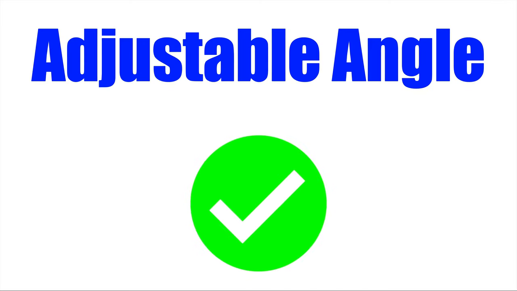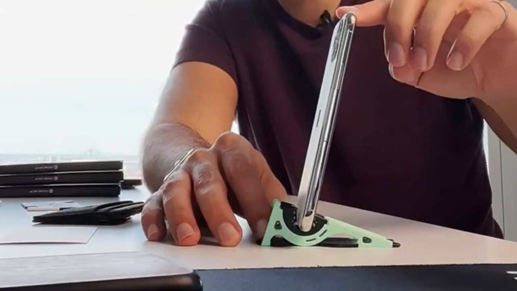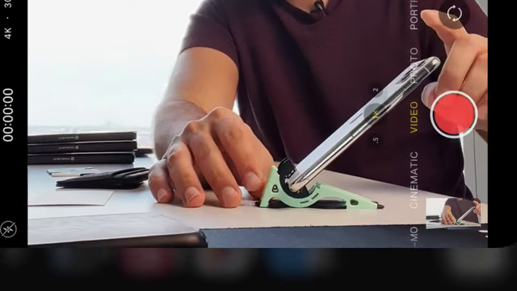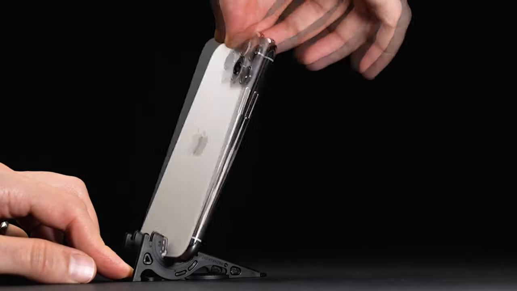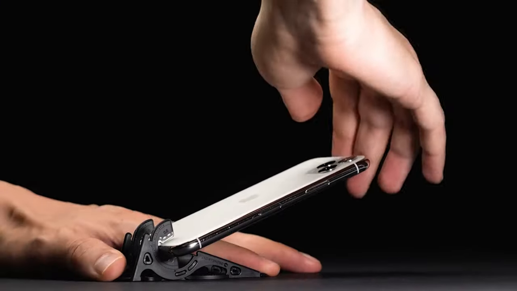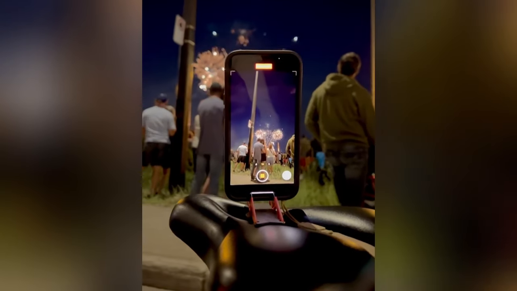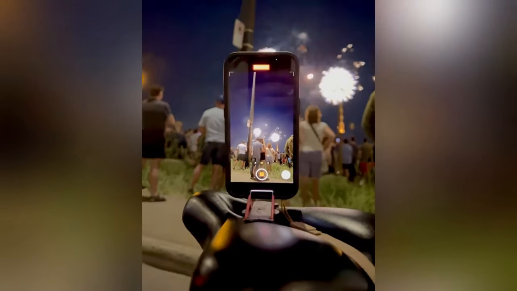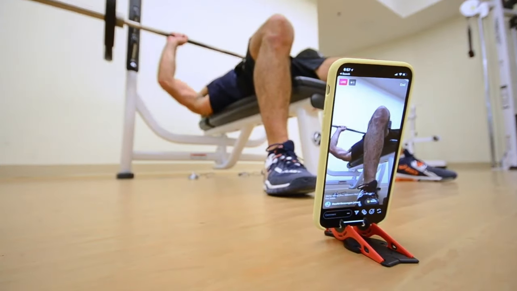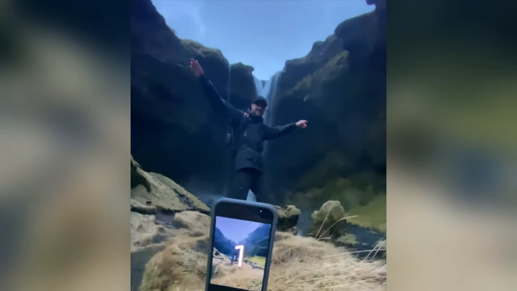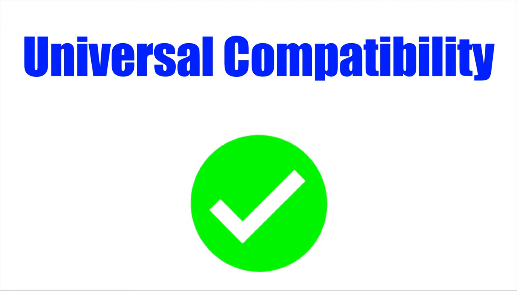Adjustable angle. The Pocket Tripod's fluid tilt adjustment mechanism is awesome. It allows for precise angle adjustments, making it possible to effortlessly capture photos and videos in both landscape and portrait orientations. This flexibility is particularly beneficial for time-lapse photography, video calls, for using at the gym, recording class lectures, or taking spontaneous selfies.